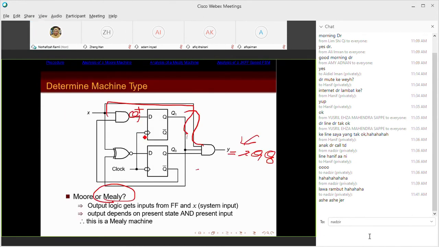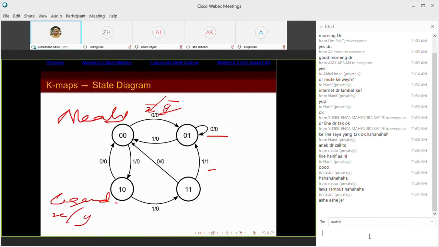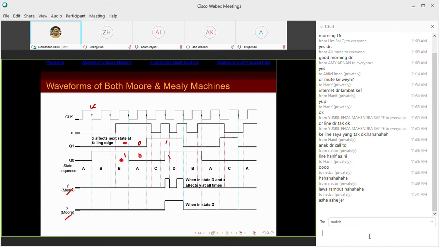Oh, here. This one, right? You got a bubble here, it means that it is a negative edge trigger. That is why you have that output triggered during the negative edge. Yeah, so that's why the output is triggered on the negative edge, right?